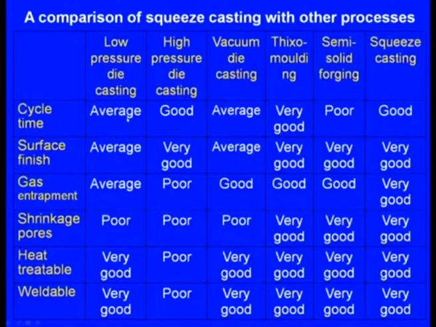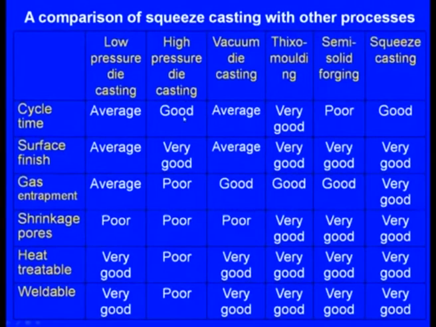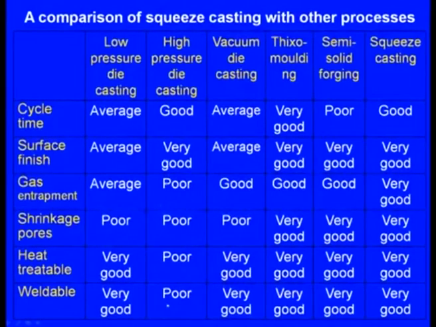In the case of low pressure die casting, cycle time is average, surface finish is average, gas entrapment is average, shrinkage pores poor, heat treatability very good, weldability very good. In the case of high pressure die casting, cycle time is good, surface finish very good, gas entrapment poor, shrinkage pores poor, heat treatability poor and weldability poor. In the case of vacuum die casting, cycle time average, surface finish average, gas entrapment good, shrinkage pores poor, heat treatability very good and weldability very good.